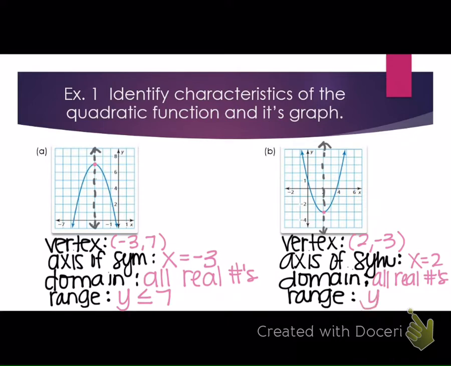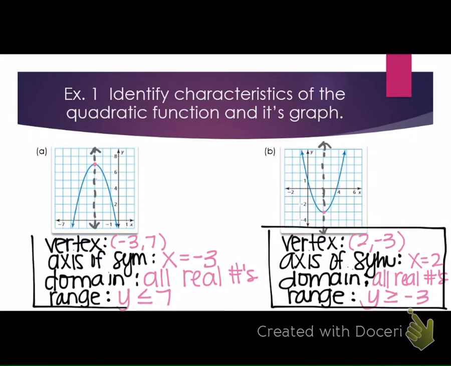Y is greater than or equal to just 2. I mean, -3. Very good. All right. Y is greater than or equal to -3 this time because my parabola opens up, and the lowest y value is that -3, which comes right from the vertex. It's the y coordinate of the vertex. So this would be my final answer. All right. And I'm so sorry I forgot to box in letter A's final answer as well.